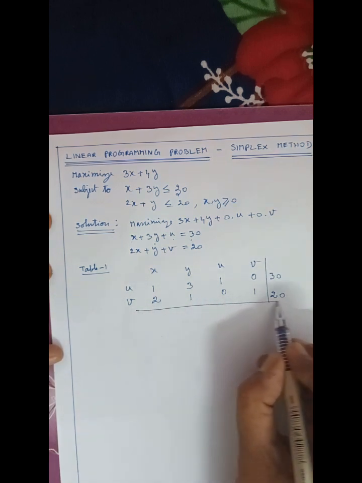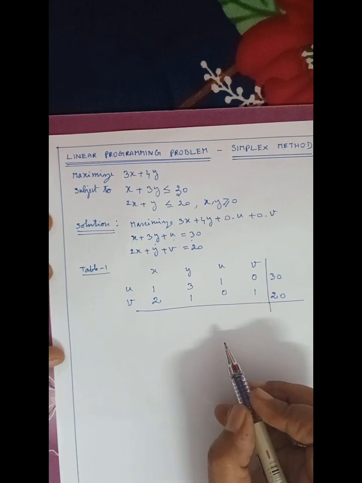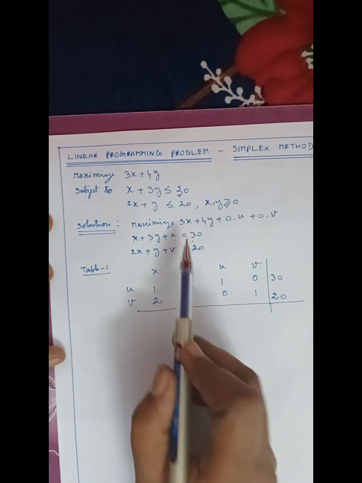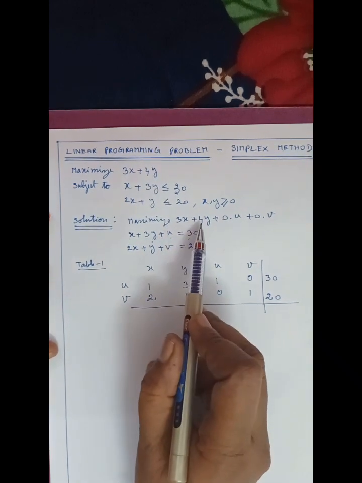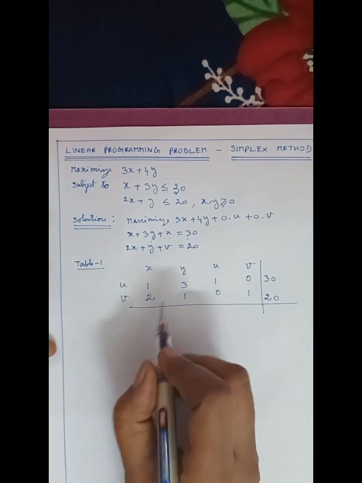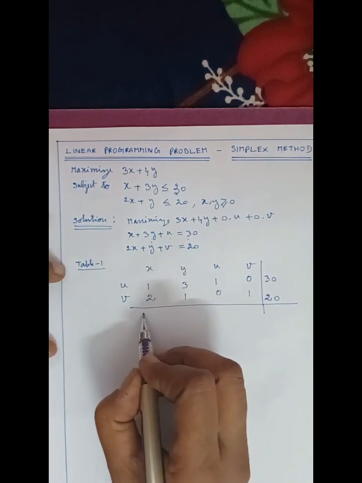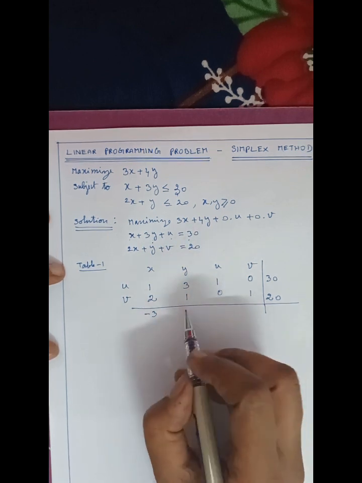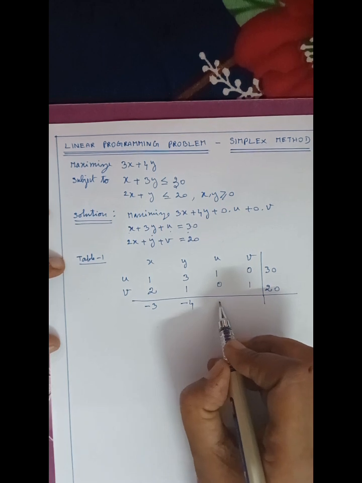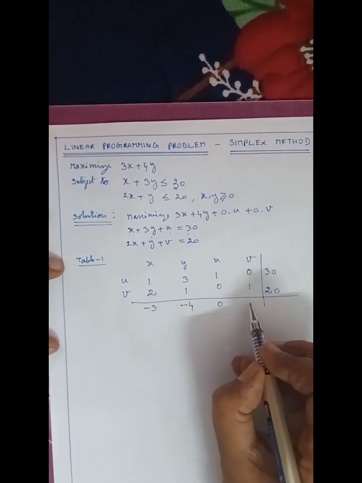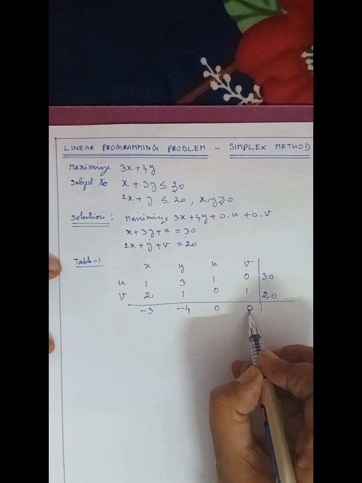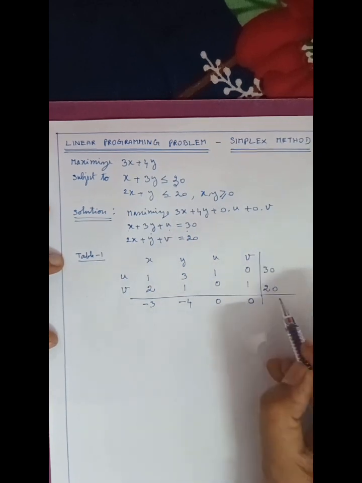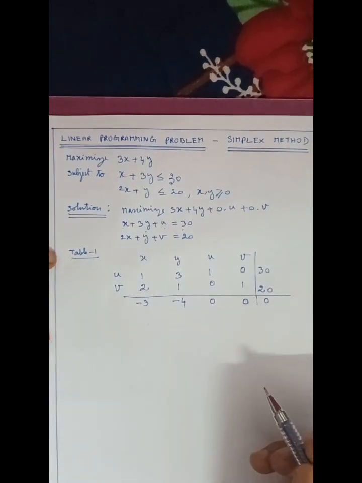Now we are going to write the objective row. The objective row can be written from the given objective function. Before writing the objective row, all the coefficients must be negated. So coefficient of x is 3, which can be written as minus 3. Coefficient of y is 4 in the objective function, so that can be written as minus 4, and coefficient of u is 0, coefficient of v is 0. If you substitute x and y equal to 0 in the objective function, the value will be equal to 0. So that is written here.